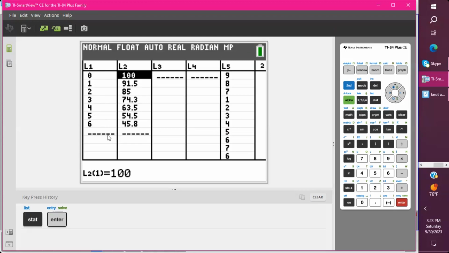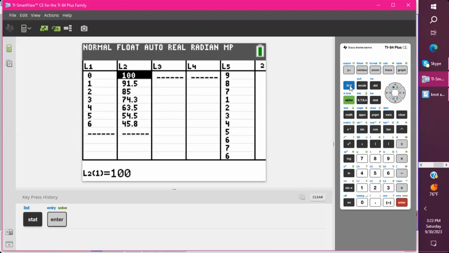And you can see that I have listed that data that was in my table. In L1, I have my 6 knots from 0 to 6. In L2, I had my 100, and my shortest length of rope was the 45.8. So I've just preloaded those in there to save a little bit of time rather than typing them in and hitting enter and going through that process. So I've entered the data with the stat key.